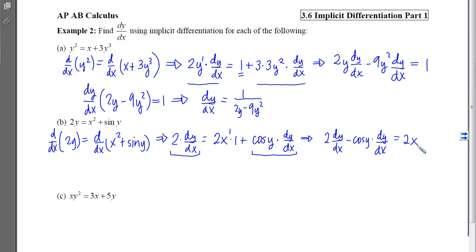And I'll leave the 2x on the right. Then I'll factor the dy dx so that it is written only 1 time. And then I will finish by isolating the dy dx.